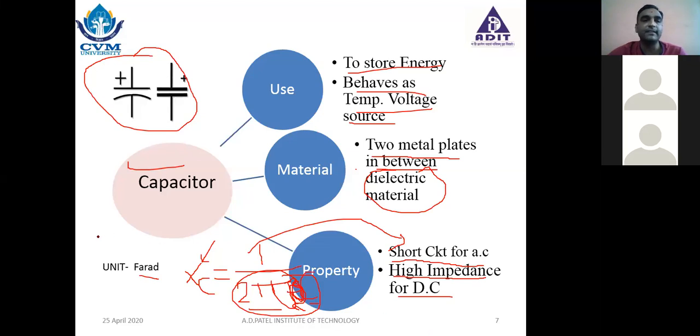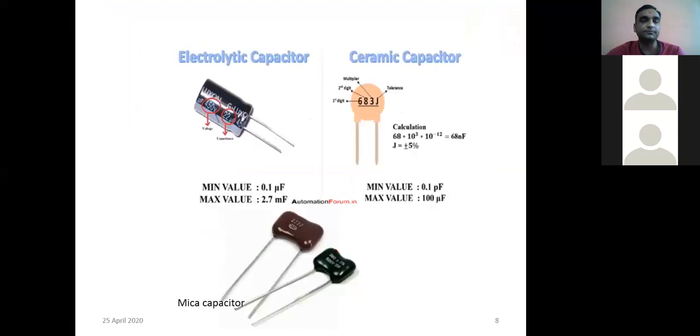If you have resistance 0, then it will be treated as a short circuit. So for high frequency AC, it will behave as a short circuit. For DC, it will behave as an open circuit, in short you can say. Now we will go for the types of the capacitor.